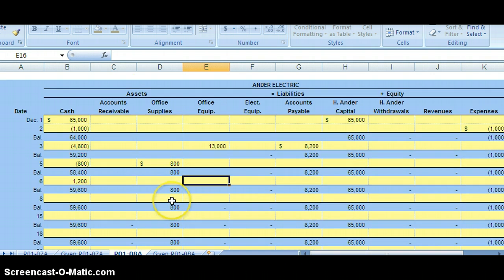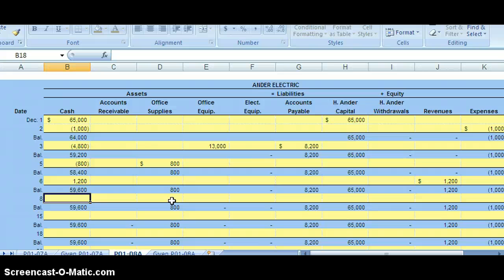Okay. So the next is $1,200 we are receiving. Now, we're getting $1,200 for services rendered. That tells me that we're increasing our equity and we're increasing our revenues by $1,200. Now we have an equal accounting equation. We increase our assets, in this case cash, by $1,200, and we are increasing revenues, which is increasing our equity, by $1,200.